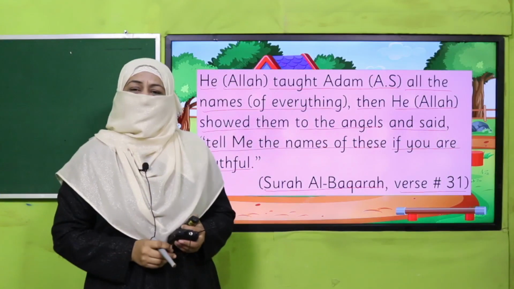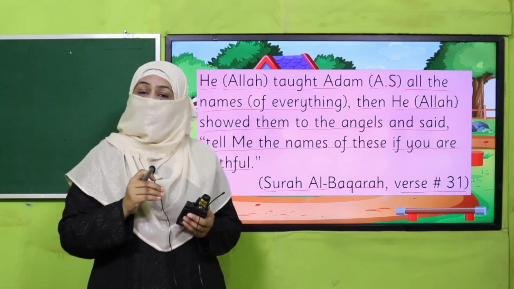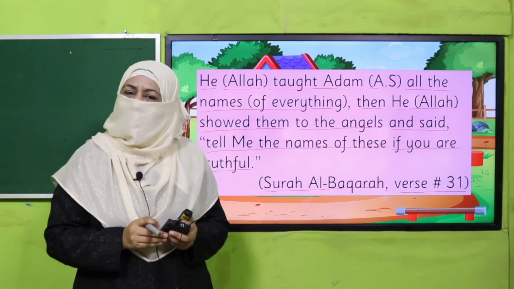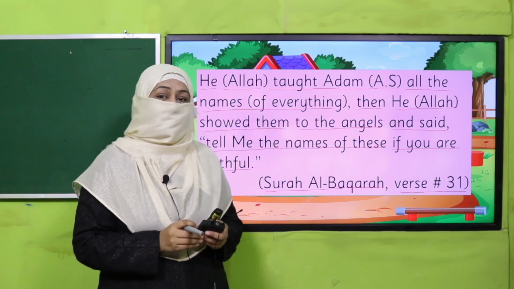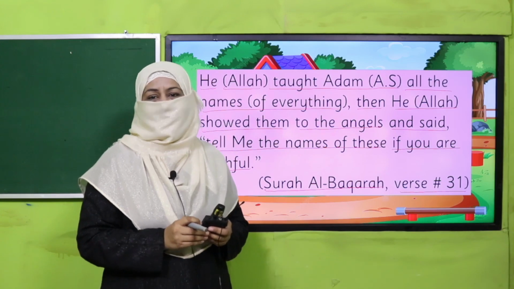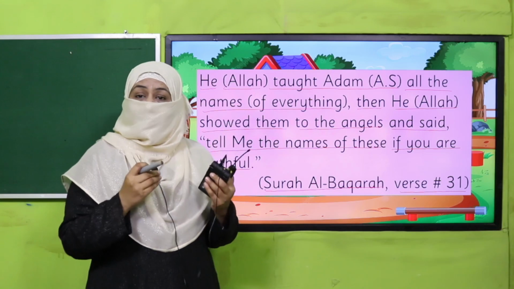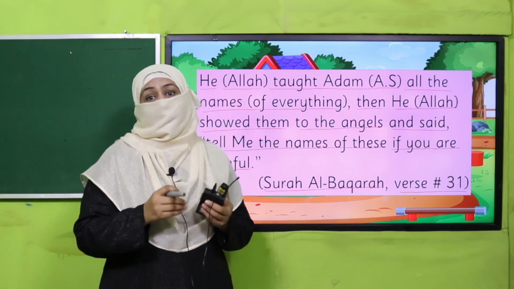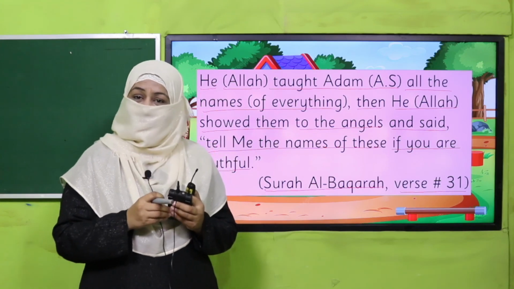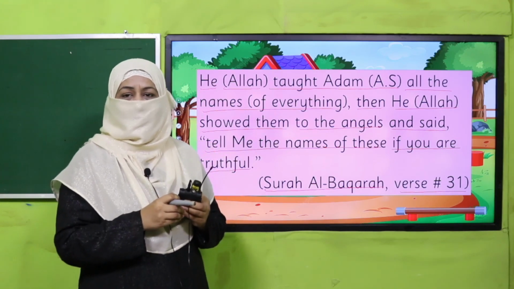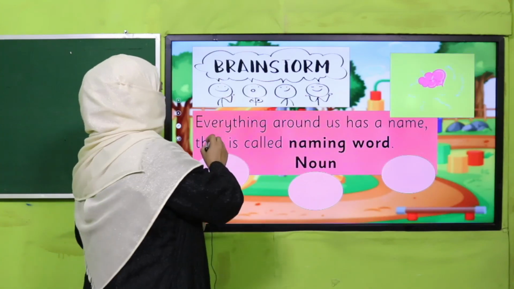Yes, my dear students, what is this beautiful verse telling us? Beta, Allah subhanahu wa ta'ala created everything. Allah subhanahu wa ta'ala named everything. And then Allah subhanahu wa ta'ala taught these names to Adam alayhi salam. And beta, there are so many names around us in this world, and we are not able to even know every name. But gradually, we are learning names, naming words for different things. So, can you name these things?